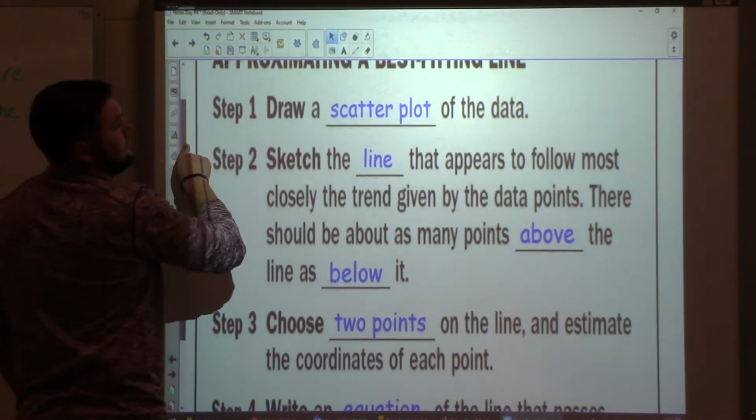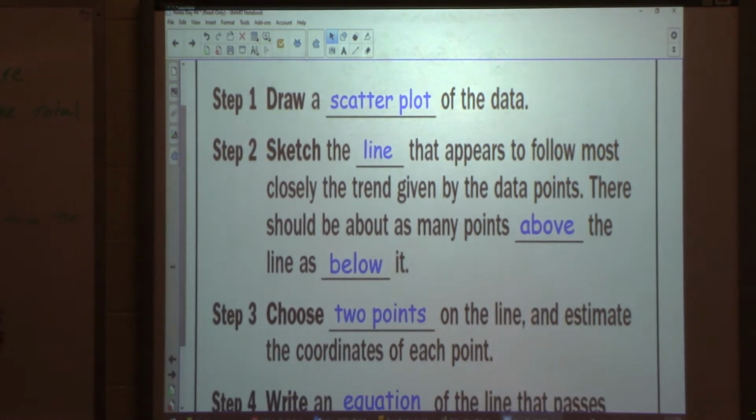So to do that, approximating a line of best fit or a best fitting line, first step is going to be we're going to draw a scatter plot. Like I said, they're going to give us certain points. They're going to give us an x and a y value, and we're going to create a scatter plot based off that. Then we're going to sketch a line that appears to follow most closely to the trend given by the data points. That trend is the correlation we just talked about. If it's trending positively, we're drawing up a positive slope.